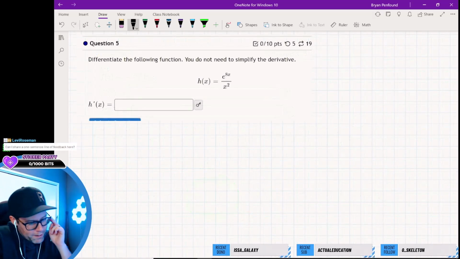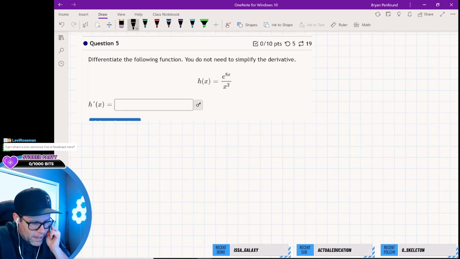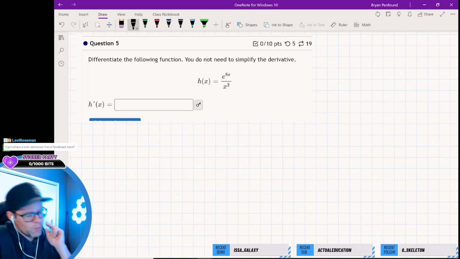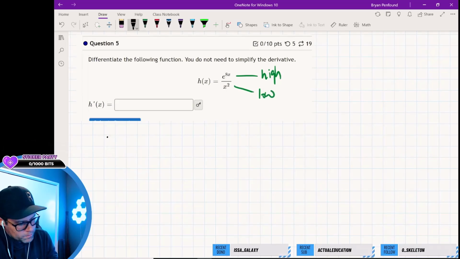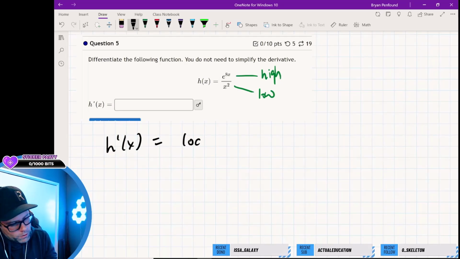Differentiate the following function. You do not need to simplify the derivative. Okay, we could use the quotient rule, which is probably the way most students are going to do this, so maybe that's the way we should do this. So let's call this like the top, or I usually call this like high, right? This is high, and this is low, and h prime of x is low.